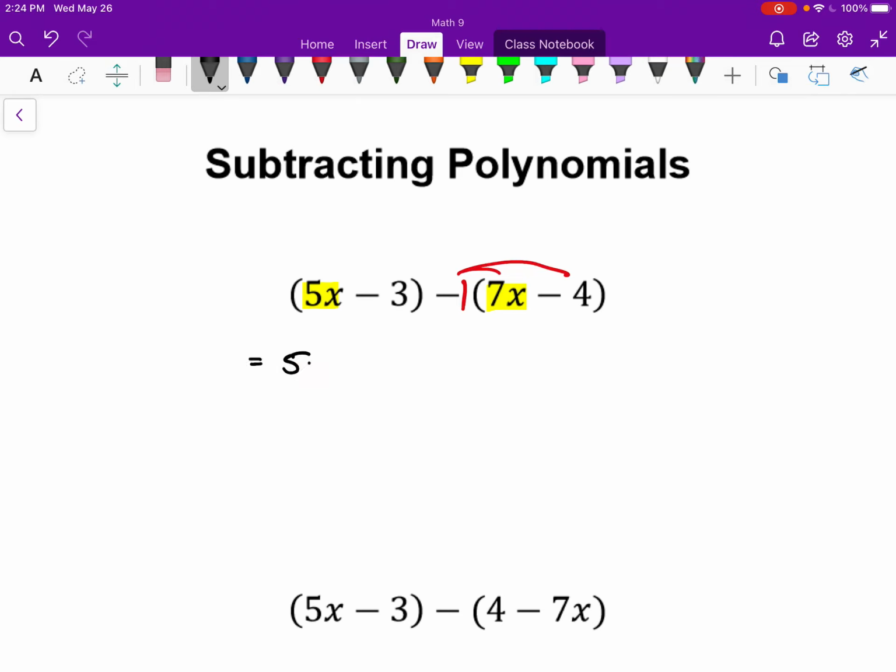I would rewrite this as first 5x minus 3 and distribute this minus 1. So negative 1 times 7x is minus 7x. And then negative 1 times negative 4 is positive 4. And once you do that, now collect like terms. And I find a lot of students do better with this. So 5x minus 7x is again negative 2x. And minus 3 plus 4 is positive 1. Same answer I had before, but it perhaps makes it a bit more structured. In the end, I'm just subtracting these two binomials, but it's really easy to make mistakes with those negatives.